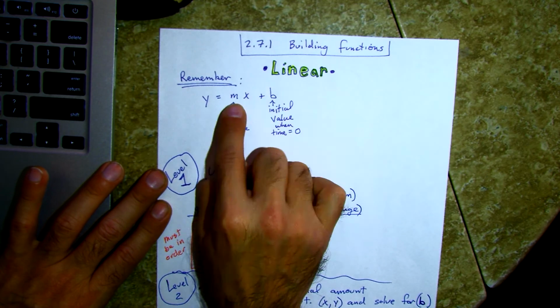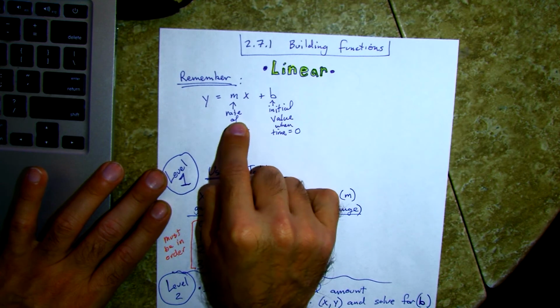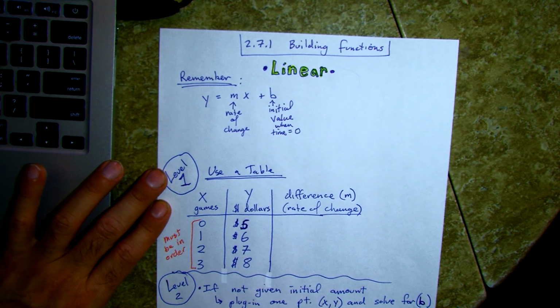I know that m is always in front of x. It's a coefficient of x. m is the rate of change. It's like the slope, how much you increase from one value to the next.